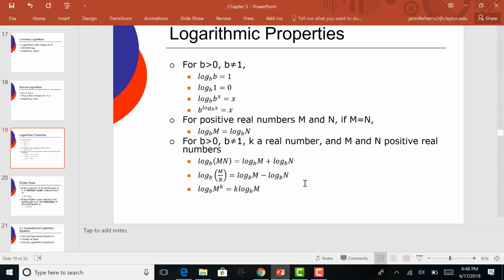So, do you see what I'm saying? If there's an exponent, the exponent gets pulled to the front. If there's an exponent, you pull it to the front in front of the word log. So again, multiplication turns to addition. Division turns to subtraction, and exponents get pulled to the front.